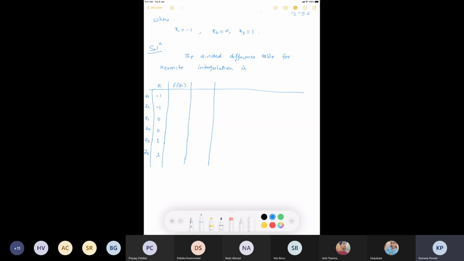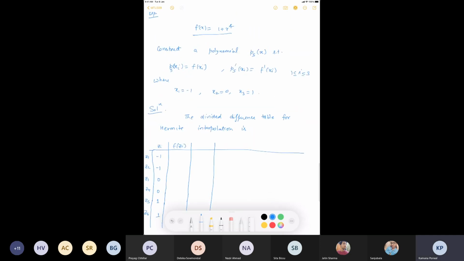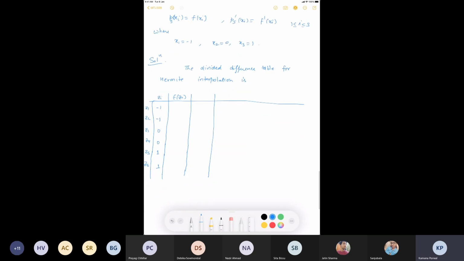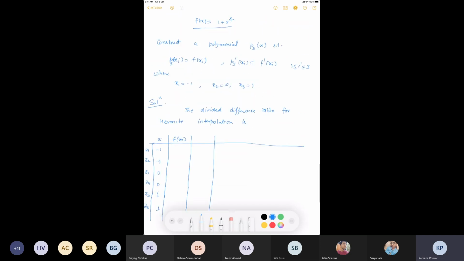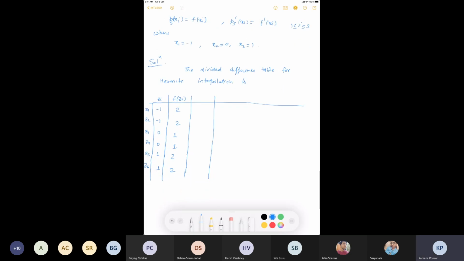Okay, so we can simply substitute because we already know what f of x is explicitly, which is just a polynomial. So you can substitute these zi's here, and what we will get: when we substitute x equal to -1, we get 2, and when we substitute 0, this will give me 1. And when we substitute 1, this is again going to give me 2. Okay, so now let's find the first divided differences.